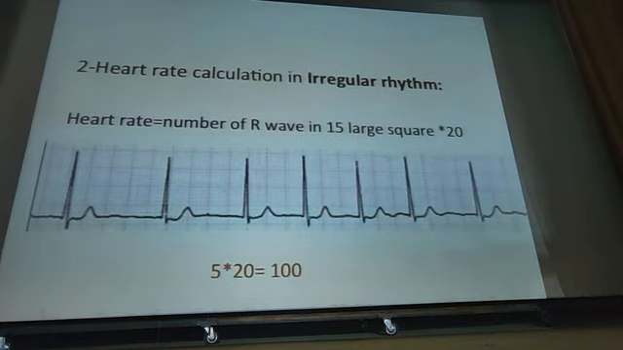If the rhythm is irregular, we have to multiply the number of R waves in 15 large squares by 20. You have to memorize this equation, you have to know that: the number of R waves in 15 large squares.